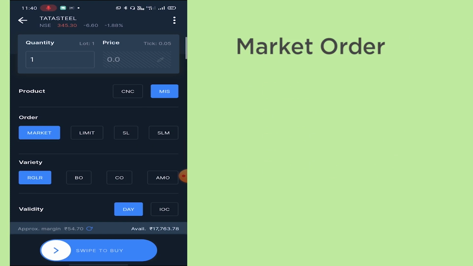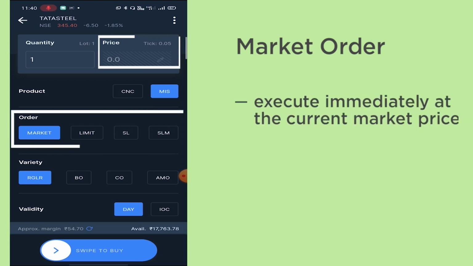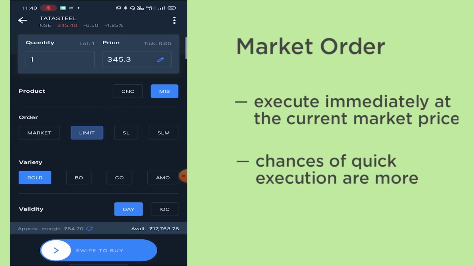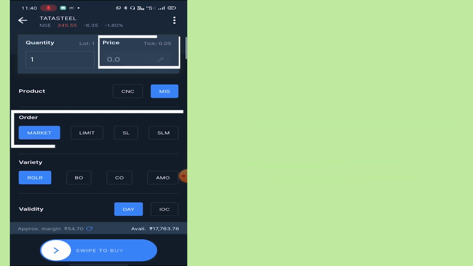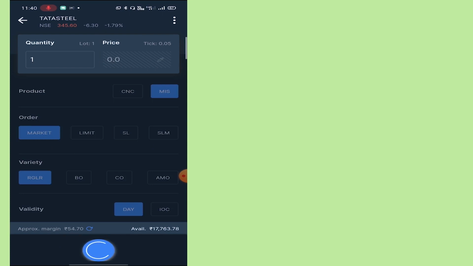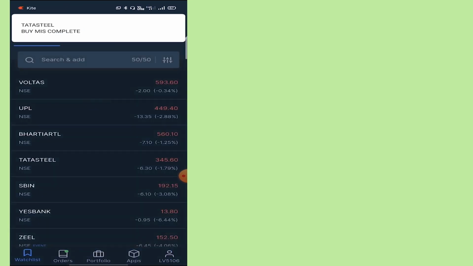In a market order, the price is not specified at the time of placing the order. If you place a market order, the order will get executed depending on the availability of buyers and sellers. You can see here, if you select limit, then only the price box will ask for a price. If you select market, it won't ask for any price. If you just swipe to buy, the order will get executed automatically. So this is a market order.